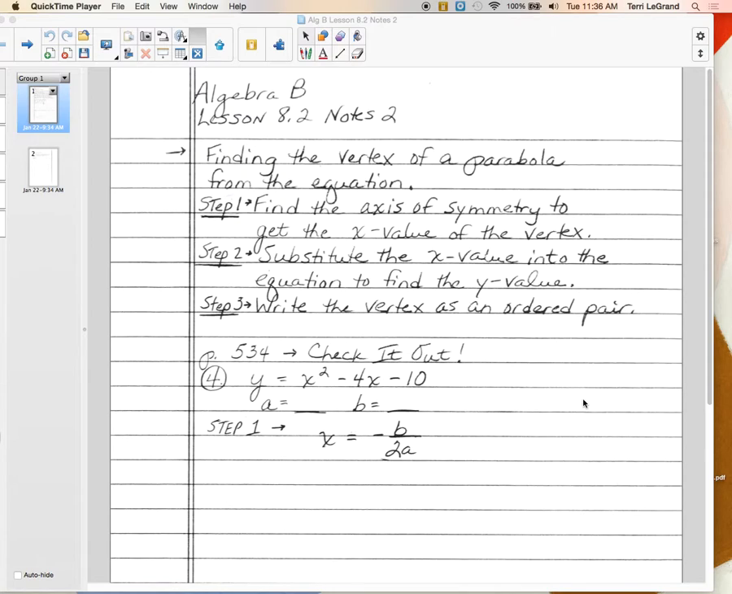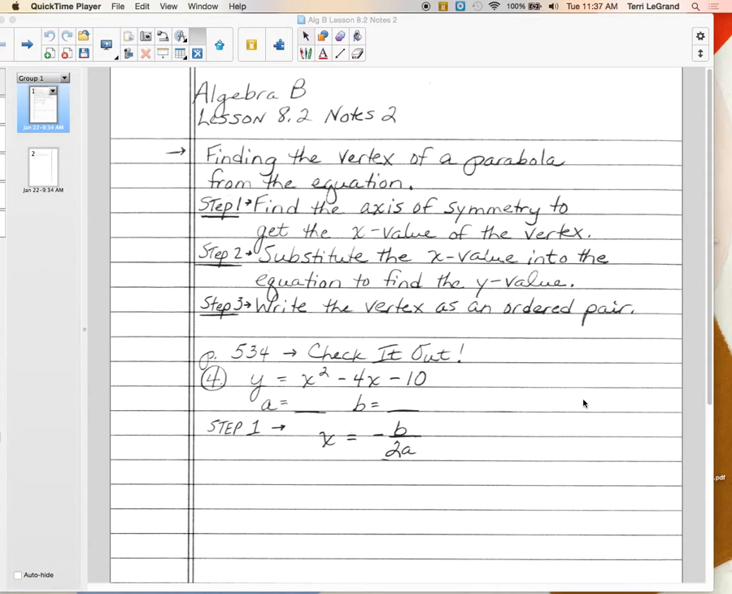So we got this parabola that's either opening up or it's opening down. So it has to go through the vertex. So what kind of a line would it have to be to go through the vertex? Isaac? Straight lines. All lines are straight. A vertical line. It has to be a vertical line.